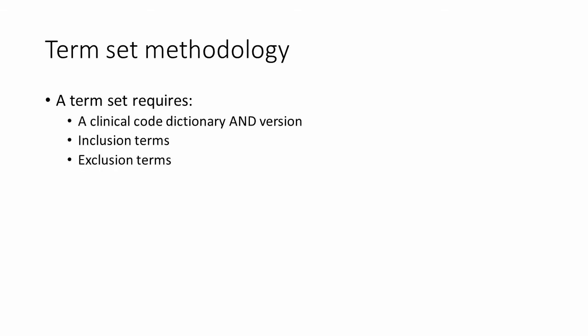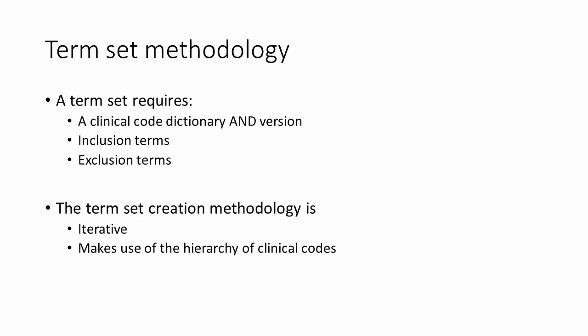An introduction to the term set methodology. A term set requires three things: the name of the clinical code dictionary, together with the version of that dictionary, a list of inclusion terms, and a list of exclusion terms. The methodology for term set creation is then iterative and makes use of the hierarchy of clinical codes.